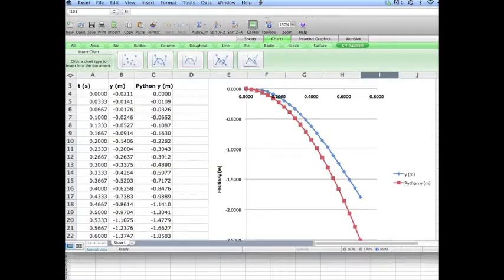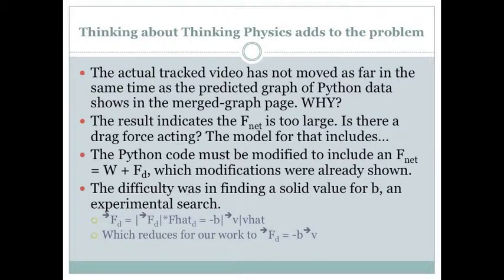Here we have the data, the actual data. The red data notes what Python predicted, and the blue data, what really happened. The actual tracked video did not move as far in the same time as the predicted graph of the Python data showed. Why was that? We anticipated that they would be different, misaligned, if you will.